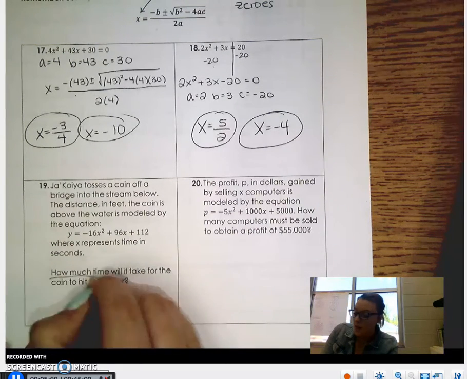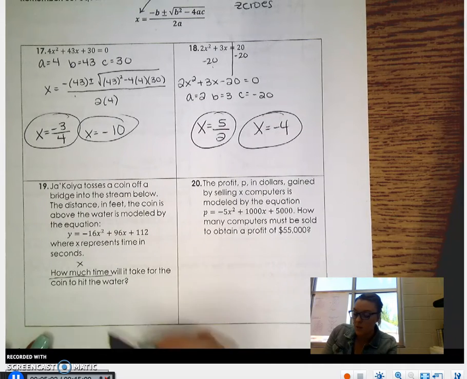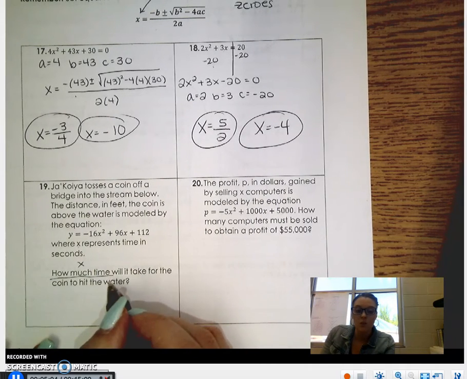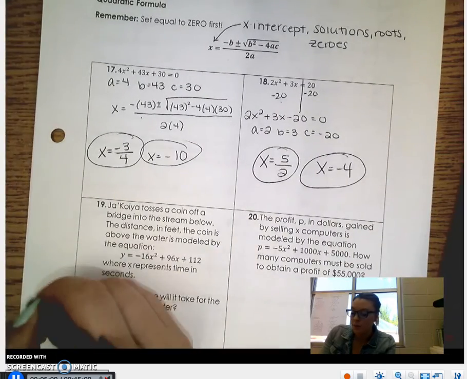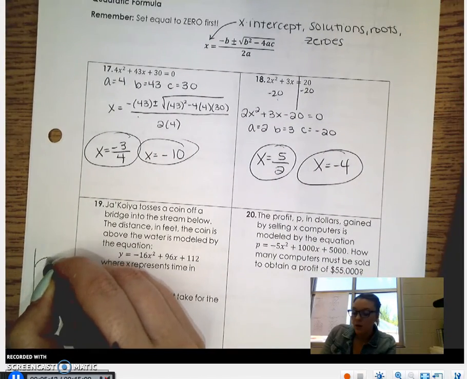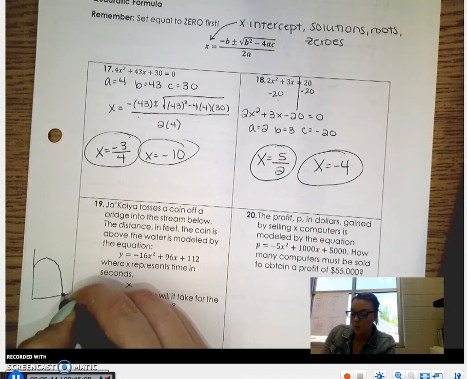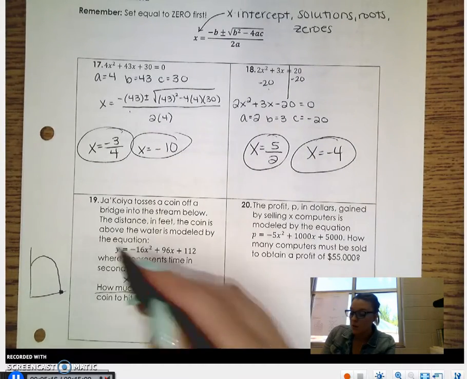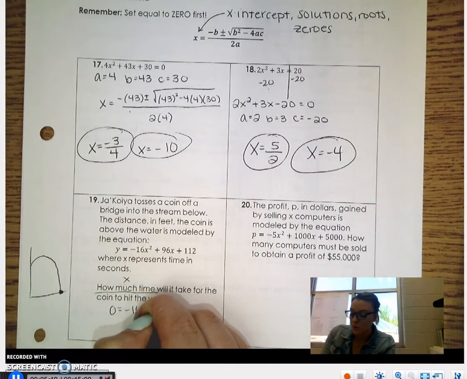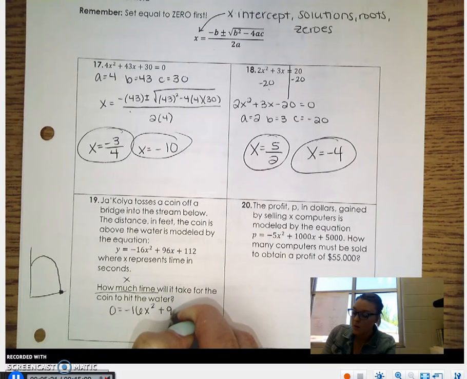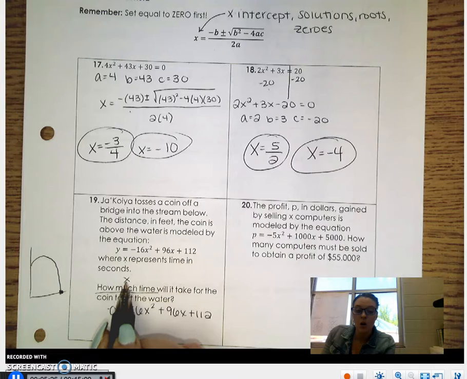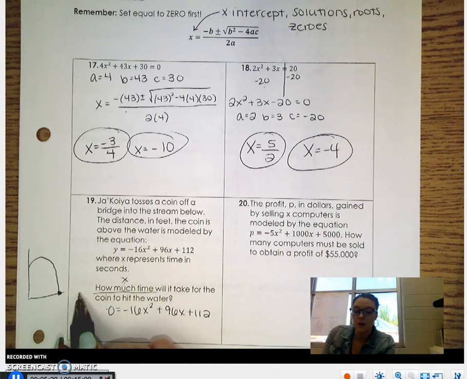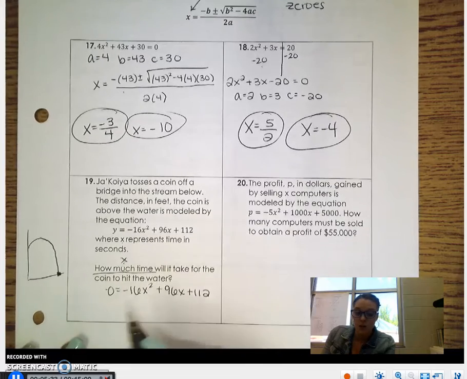So they're asking how much time, which x represents time. So they're asking me to solve for x when the coin hits the water. If you drew a picture and the coin is thrown off the bridge and it hits the water right here, the height of the coin is 0. So you have 0 equals negative 16x squared plus 96x plus 112. And they want to know what x is when y equals 0, or how much time it takes for the height of the coin to be equal to 0.